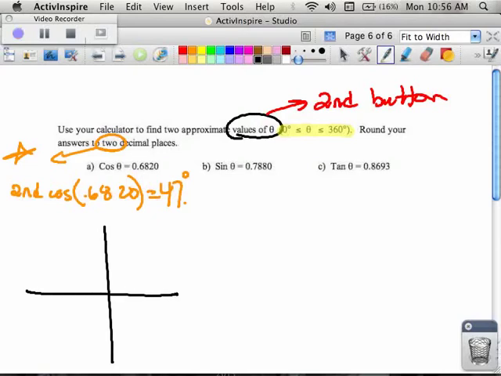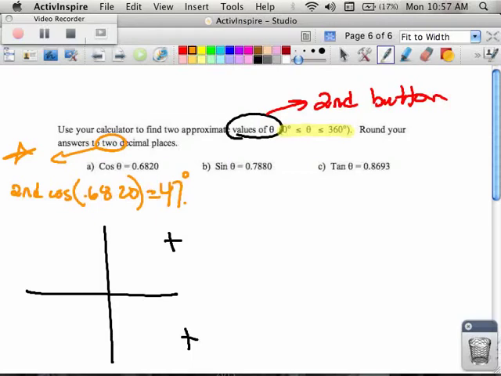Where is the cosine positive? Sorry, that's only half correct. Joe Nelson, 1 is half correct. Anna, 1 and 4 is correct. The cosine is positive here and here. The reason I'm telling you that is you saw that the cosine was positive 0.6820. That means that there's 2 answers.